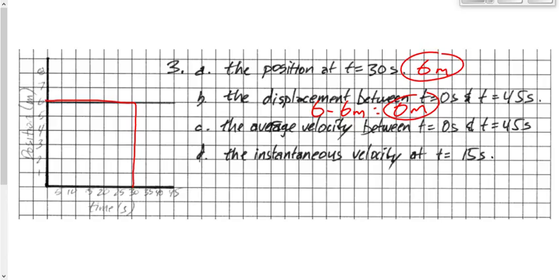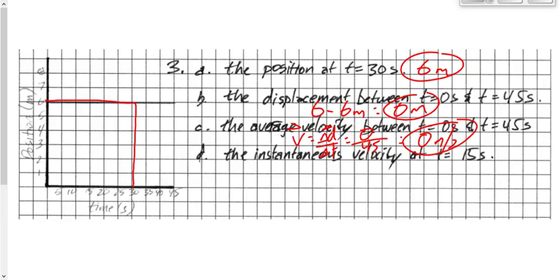The average velocity between 0 and 45, well, this is another one where I could accept you not showing work. The displacement is 0. The time is 45, so the velocity is 0. Some of you are just going to say, well, it's a flat line. Of course it's 0. That represents an object that's stopped. If you just write down 0 because of that, that's fine.